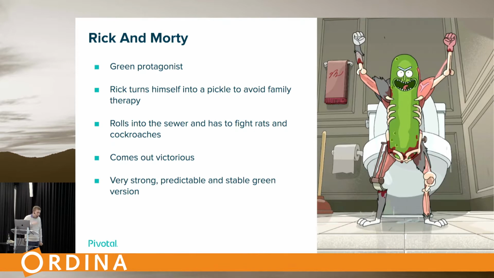But there's going to be two different personas that we're going to be using here. On the one hand, we'll have the green protagonist, which is Pickle Rick, and it's kind of the idea of Rick turning himself into a pickle because he doesn't want to go to family therapy. He hates it. But then, he rolls off the table. He rolls into the sewer, and there he's getting eaten by rats.